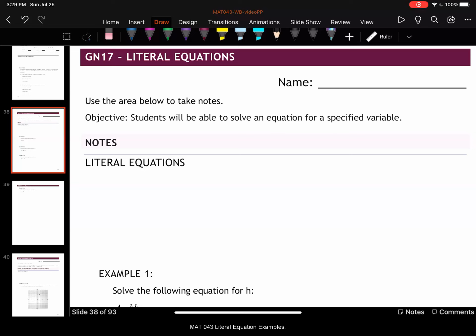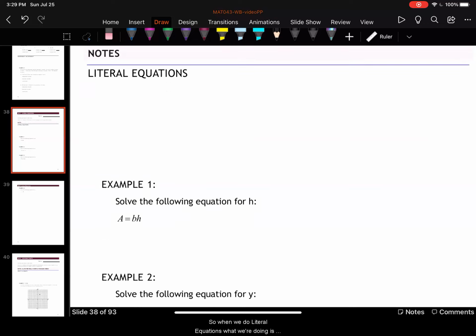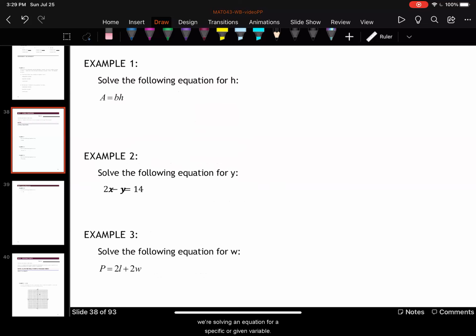Math 043, literal equation examples. So when we do literal equations, what we're doing is we're solving an equation for a specific or given variable.